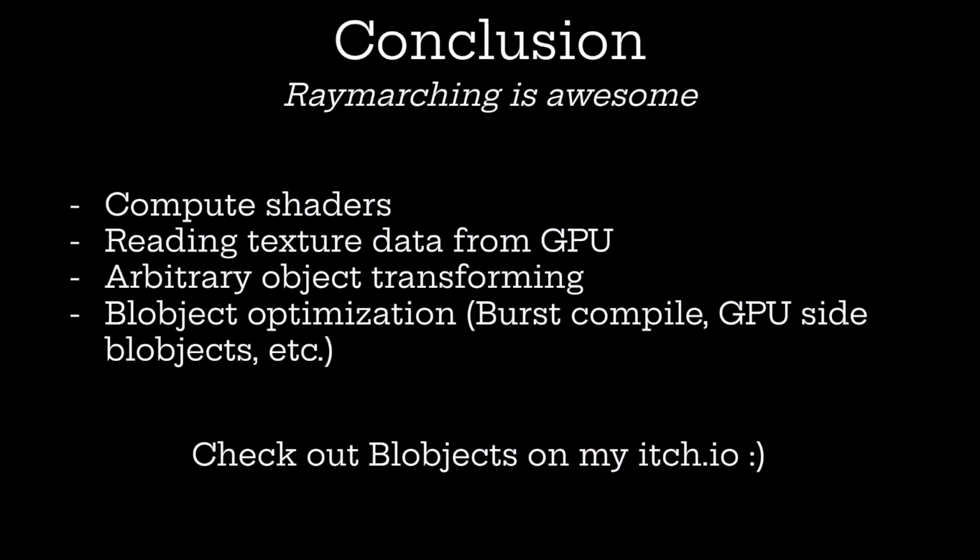So in conclusion, I think it'd be awesome to use this with compute shaders, and ultimately I think that would have been the right way to do it if there was one that could make this project run even faster. Reading texture data from the GPU is another little interesting rabbit hole that I think could have some fun functionality. Then there's this idea of arbitrary object transforming.